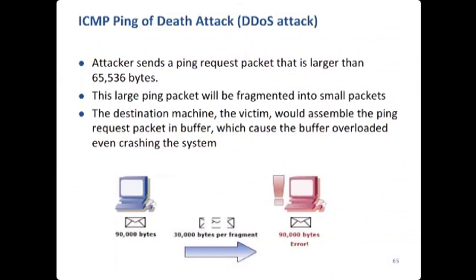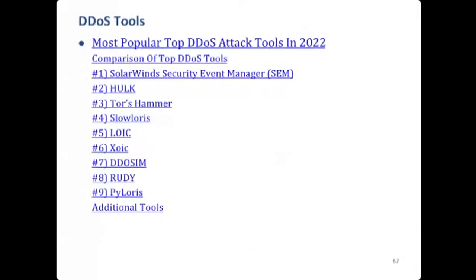Now there is another attack called the ICMP ping of death attack. Essentially, if a ping packet is larger than 64K, then in between it will be fragmented into small packets. The destination machine has to receive all these small packets and then reassemble them, and in the process of reassembling, its buffer will be overloaded and will crash the system. That's called the ping of death attack. So these are the attacks.